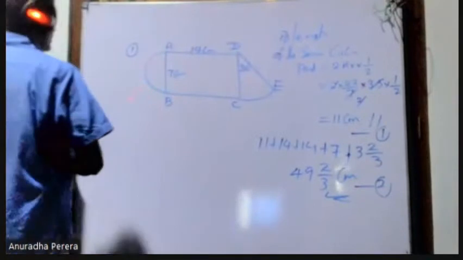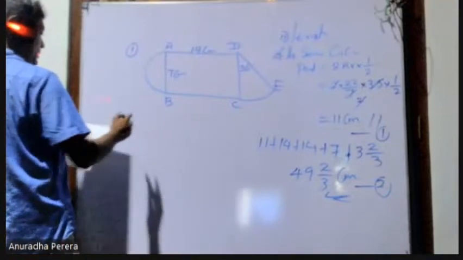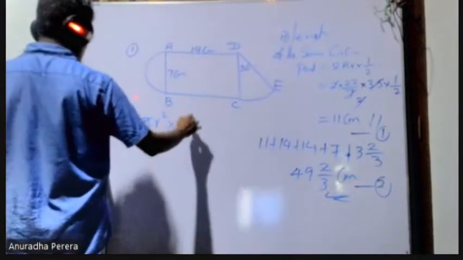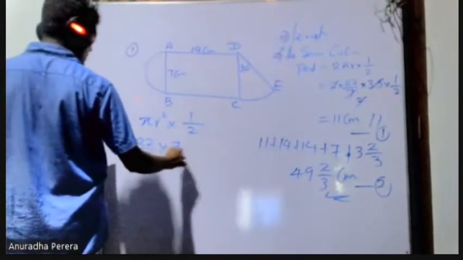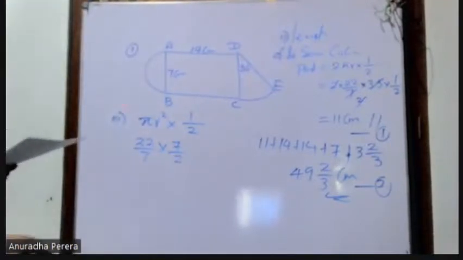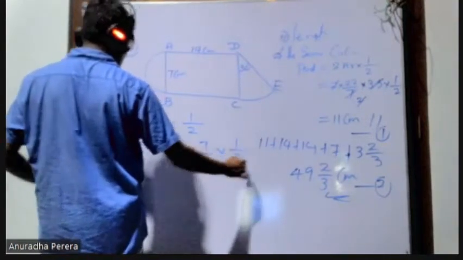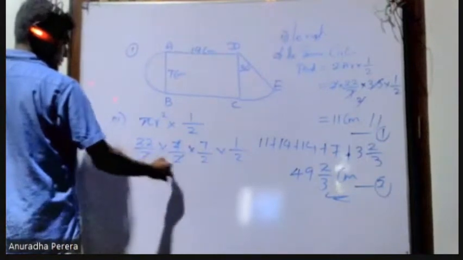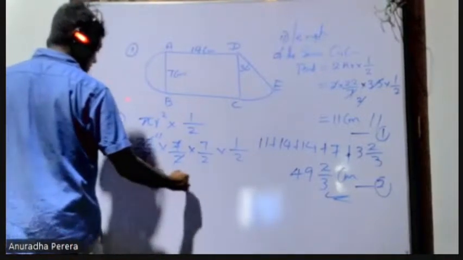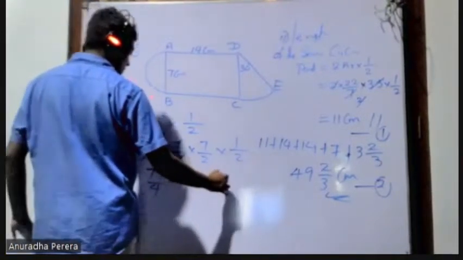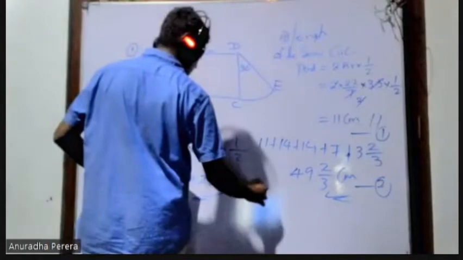Third one. Find the area of the semicircular part: pi r squared into half, 22 over 7. Radius is 7 over 2. 7 over 2 into half. Simplify by 7. This one is 11. 77 over 4. As a decimal number, 19.25 square centimeters. 2 marks.